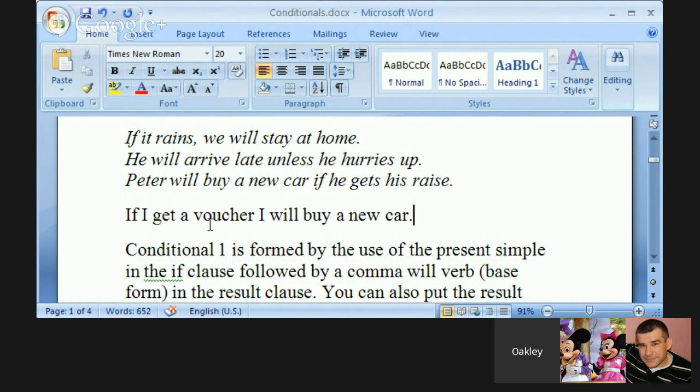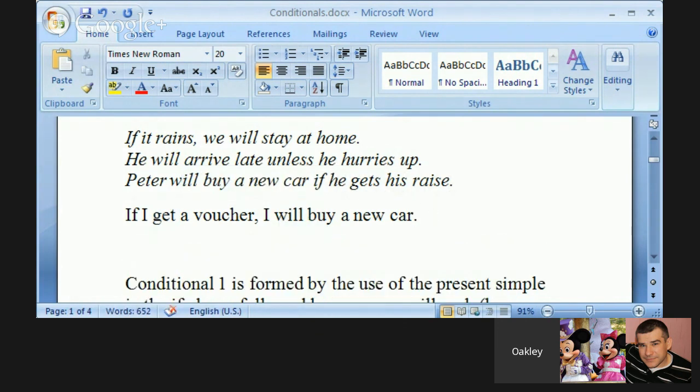Not really your fault, but there's one problem here. What is the problem, Anna? The problem, with this sentence, the way I have written it, not the way you spoke it. In the first clause, I have to put a comma. Yes, after the first clause, because your if clause is first. That is correct. If I get a voucher, get is present simple tense, and then simple future, I will buy a new car. Terrific. Very, very good. This is an example of the first conditional.